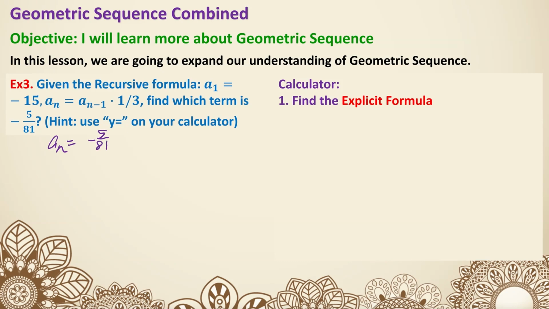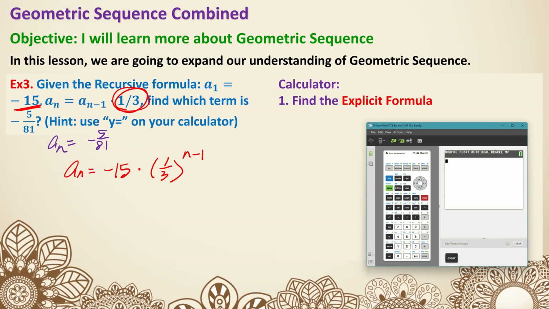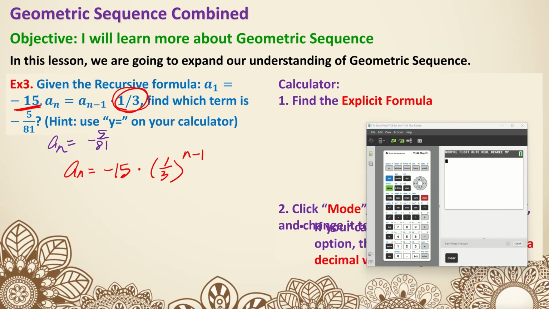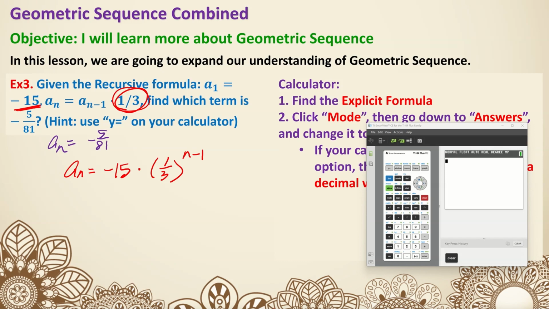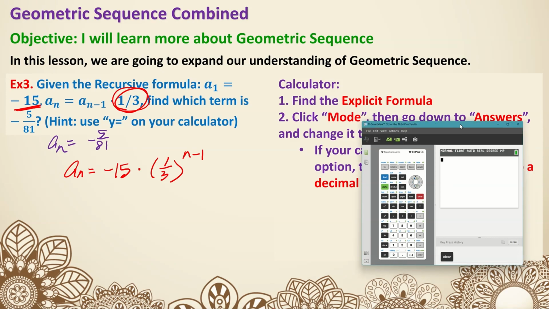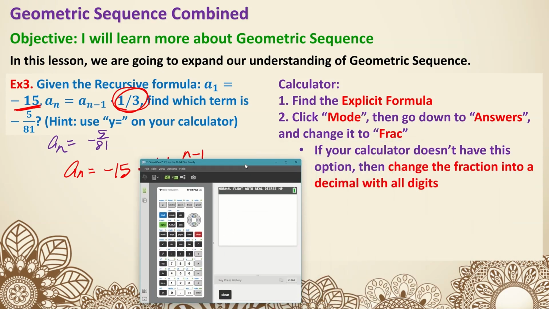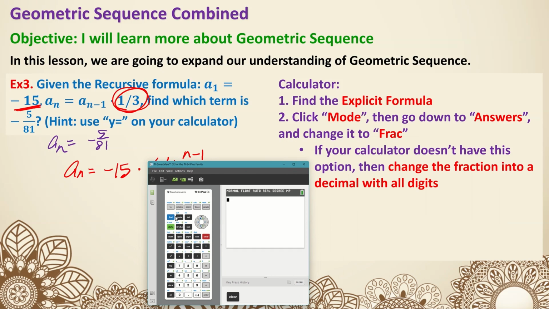Okay, first we have to find the explicit formula. So let's get to it. We know a sub 1, the r is right here, 1/3. So a sub n equals negative 15 times, don't forget the parentheses, 1 over 3 to the n minus 1 power. Okay, here comes the calculator. And the next step is we're going to need to click mode, which typically is the case because we have to try to get fraction answers. This question is giving you negative 5 over 81. So let me put the calculator here. You're going to click mode and then go down to answers.